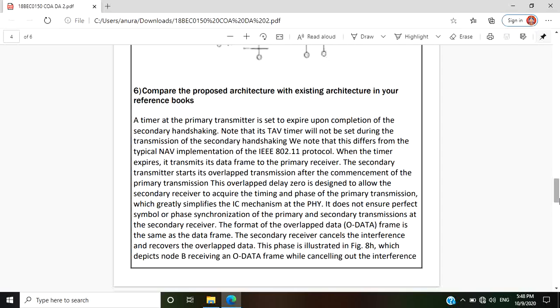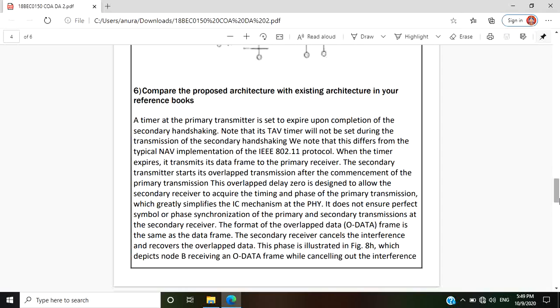The secondary transmitter starts its overlap transmission after the commencement of the primary transmission. Its overlap delay is designed to allow the secondary receiver to acquire the timing and phase of the primary transmission, which greatly simplifies the IC mechanism at the PHY. It does not ensure perfect symbol or phase alignment of the primary and secondary transmissions at the secondary receiver. The format of the overlapped data frame is the same as the data frame. The secondary receiver cancels the interference and recovers the overlapped data.